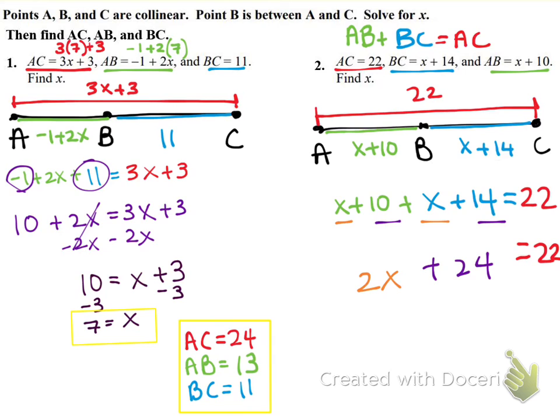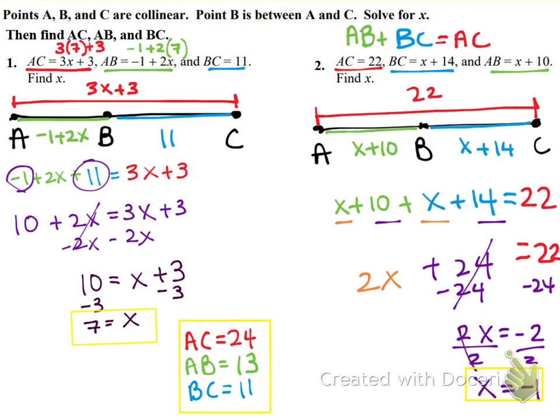All right, and then what do I do next? Subtract 24. 2x equals negative 2. My last step. Divide by 2, and x equals negative 1. That is part of the answer, so solve for x. So make sure you're circling that or something. Then it wants to find lengths.